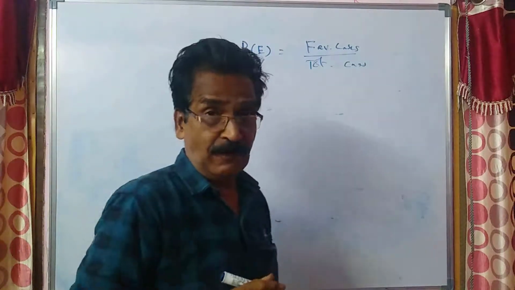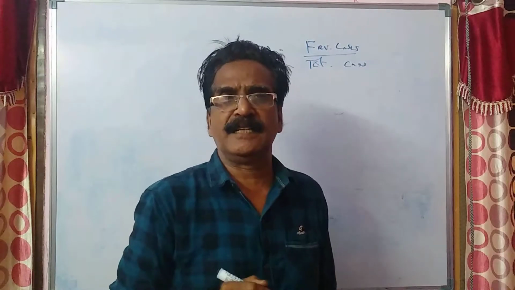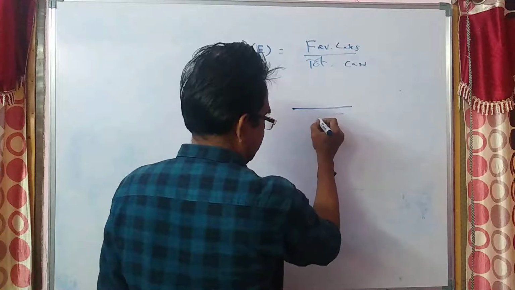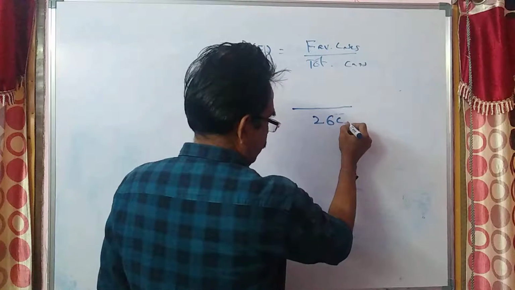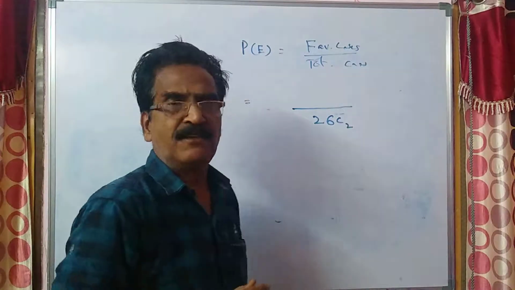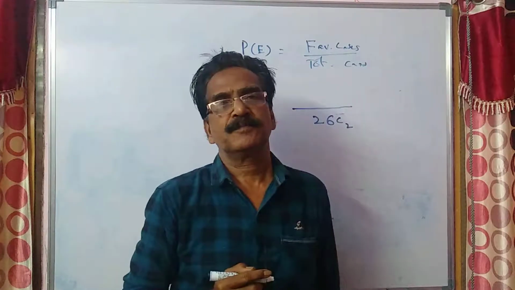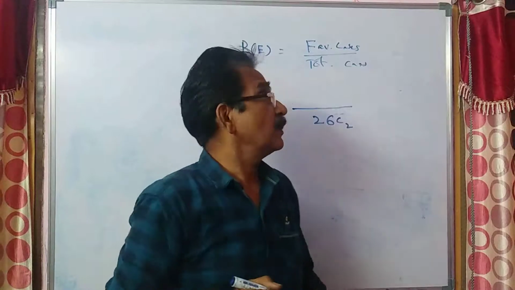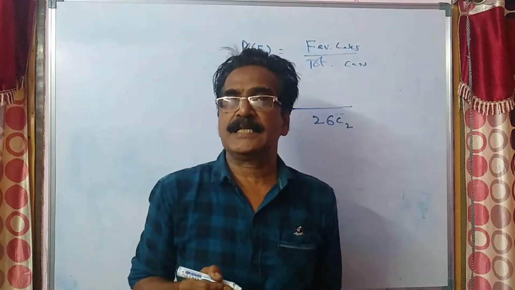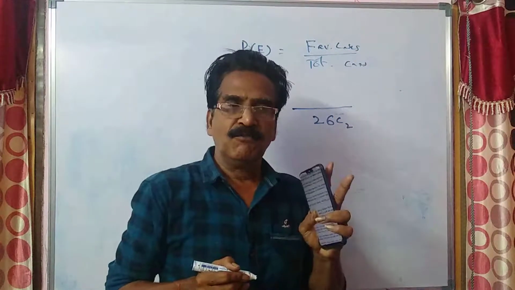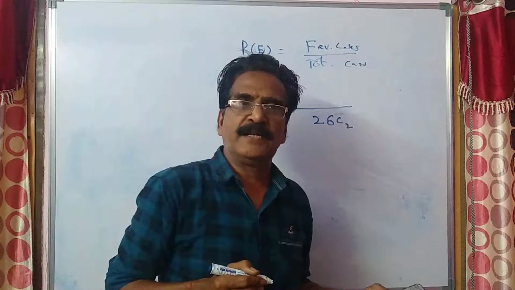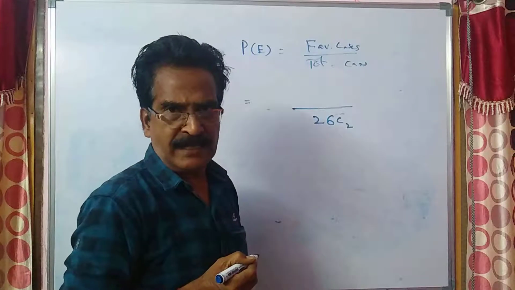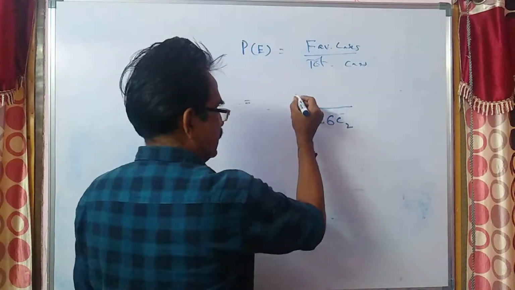So 26 letters are there in our alphabet. So the total number of cases: you have selected two letters from 26 letters. That is, the total number of cases is 26C2. And for favorable cases, of those two letters, one letter must be a consonant and the other must be a vowel. We have 5 vowels and 21 consonants.